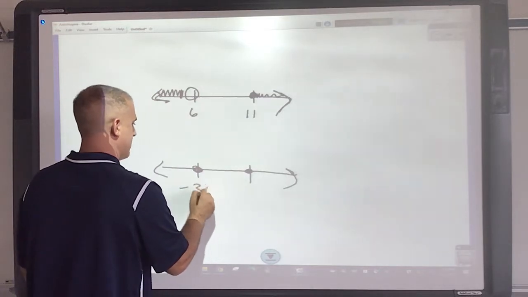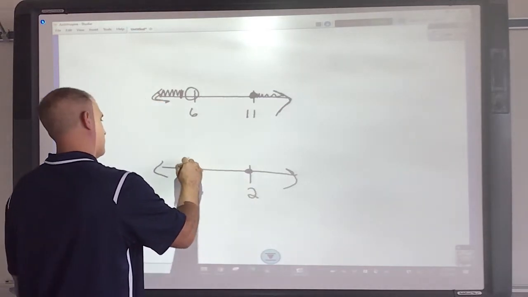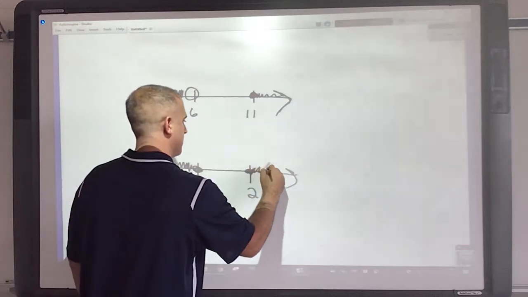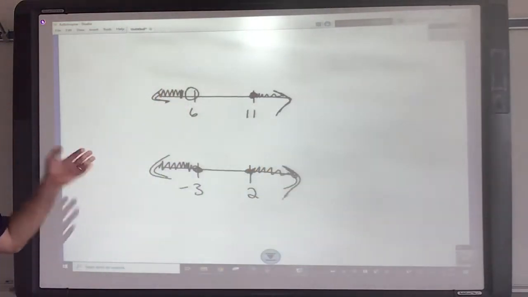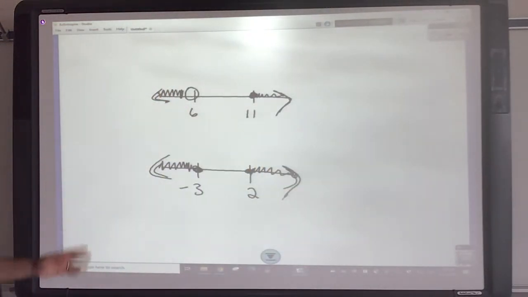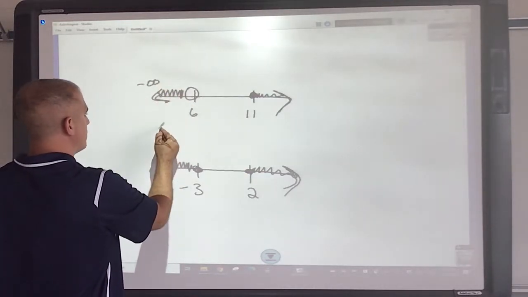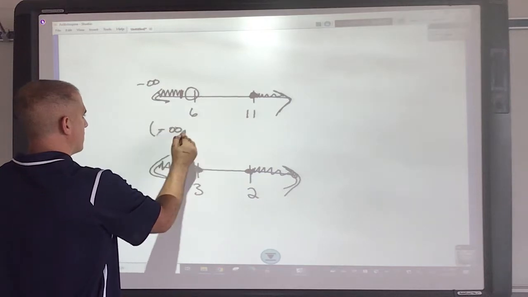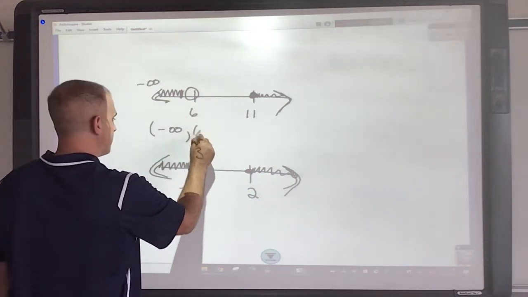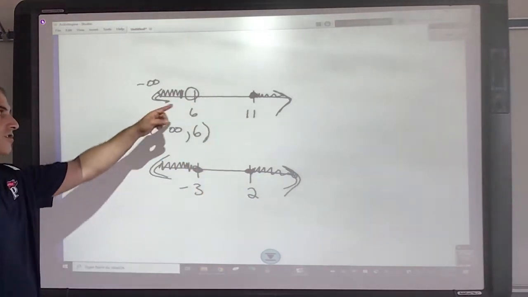Negative 3 and 2. Okay, let's look at these. Now, what you want to do is break these up in parts. For this one, the smallest of the two would be negative infinity, curved bracket. It goes to 6, also a curved bracket because it's open.